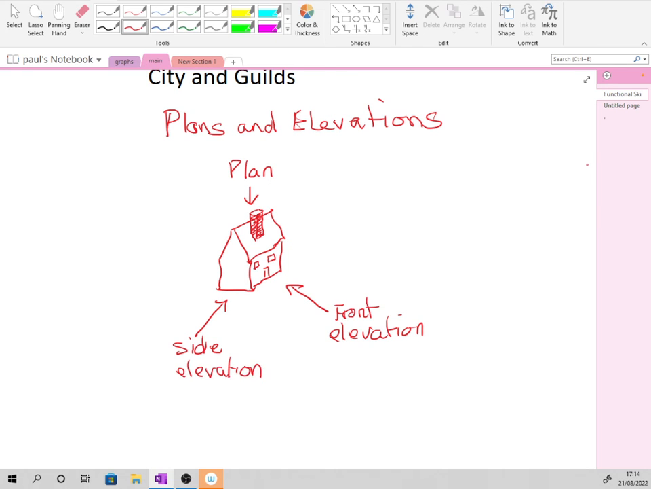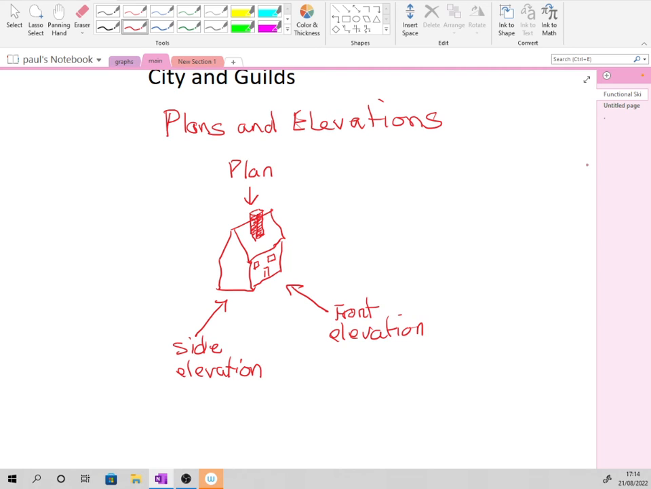We will be tasked in a question on plans and elevations. We will be given a three-dimensional shape and asked to draw the three-dimensional shape from the various elevations and plans on perhaps squared paper. We'll do it without squared paper first.